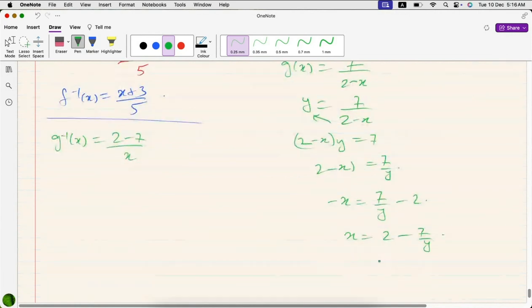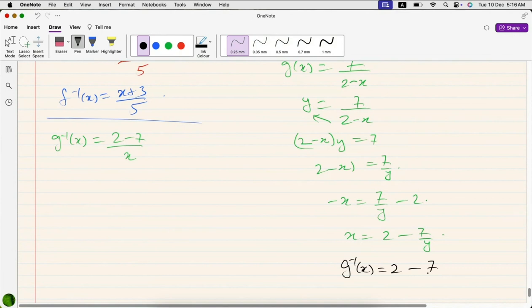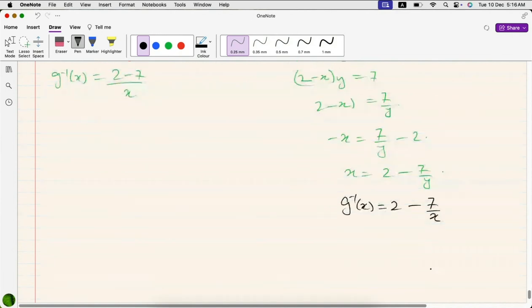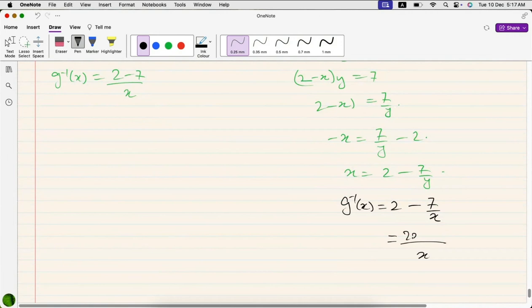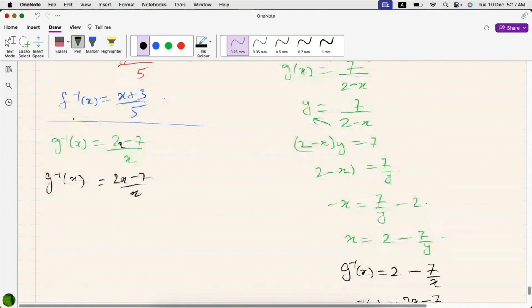If you are writing this, then that's okay. If there's a full line, then that is not fine. Because when it's full, that means it's 2y, right? Yes. We'll take the LCM. Okay. This is it.